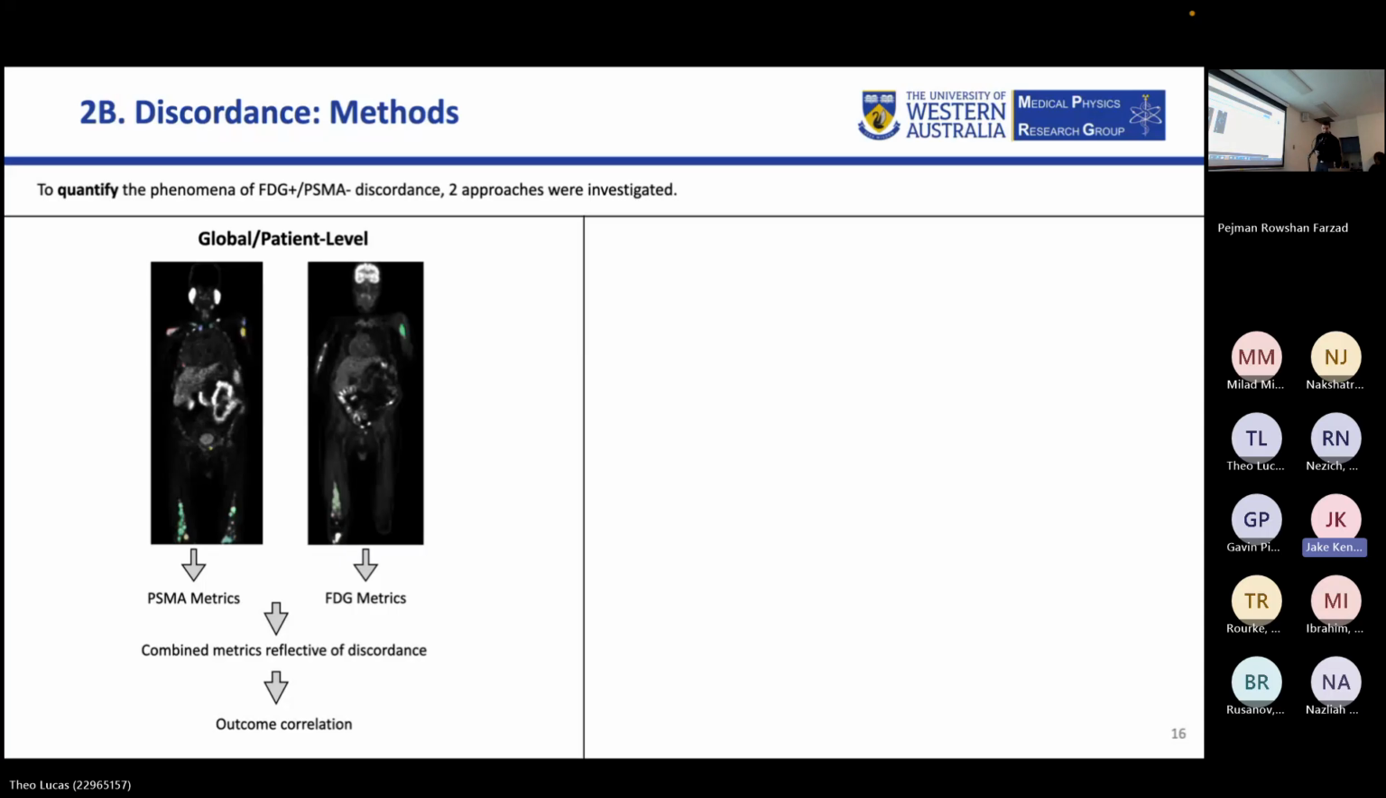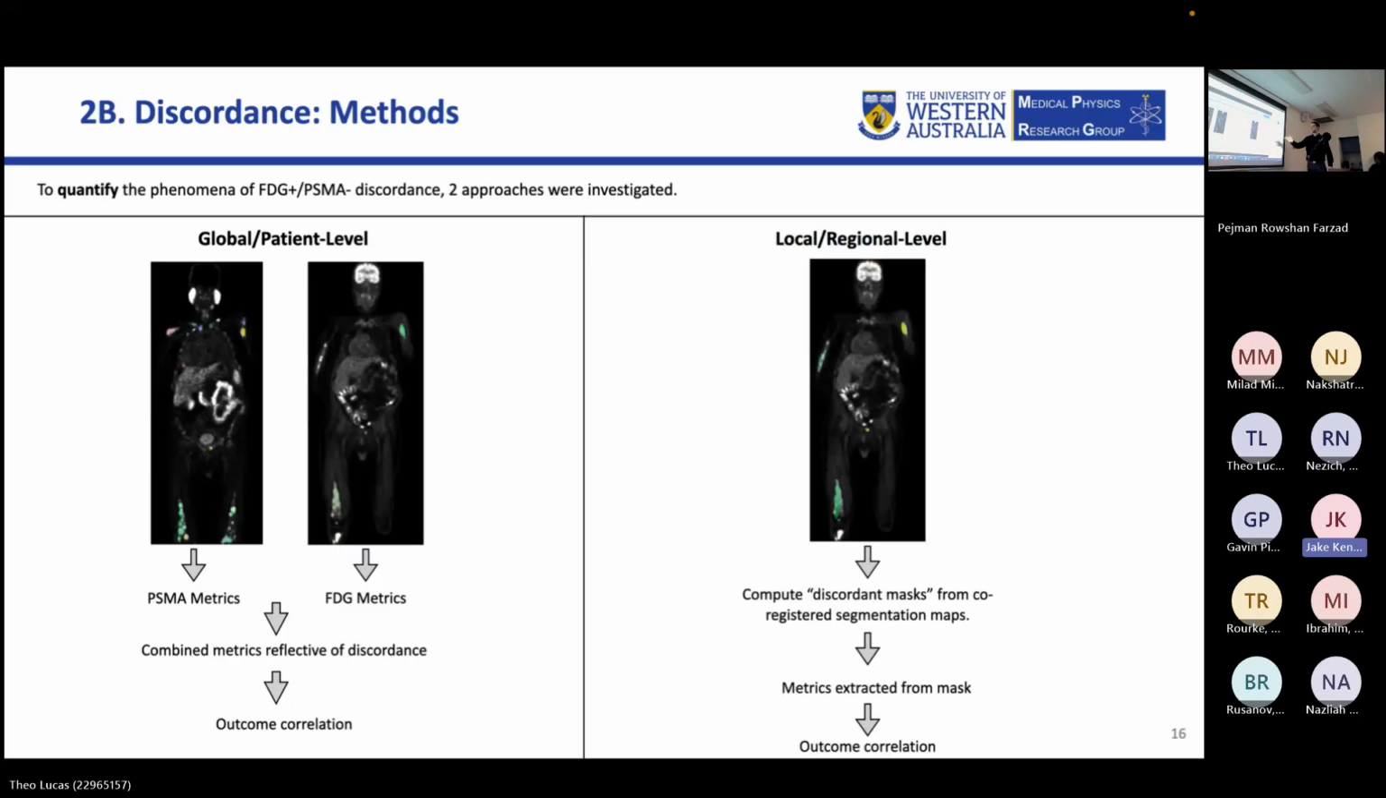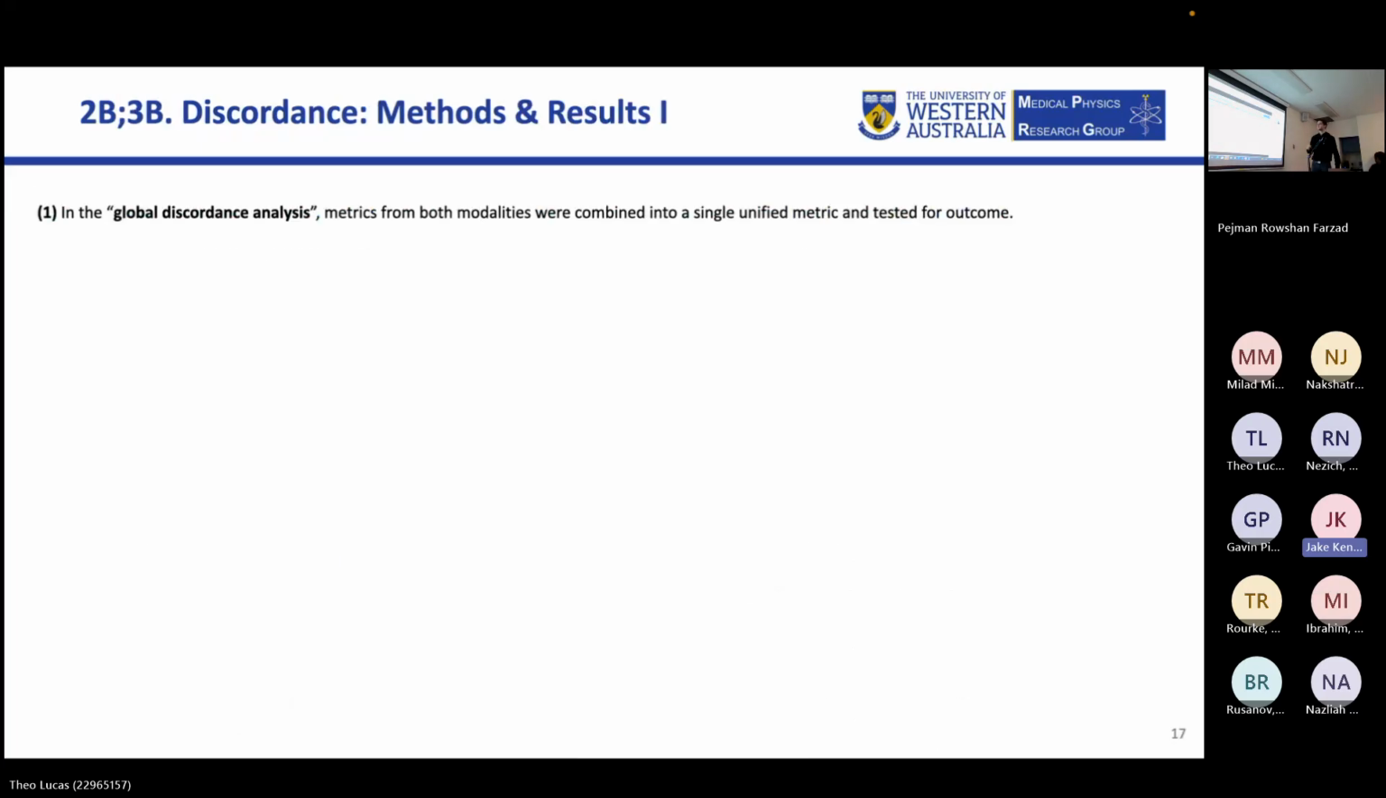In the second analysis, which I've called the local analysis, I tried to replicate how discordance is defined in the literature, right, according to mismatched lesions. So I wanted to find a way to automate that detection of those mismatched lesions. And what this eventually led us to do was computing these discordant masks from co-registered PSMA and FDG scans. I'll get into that.